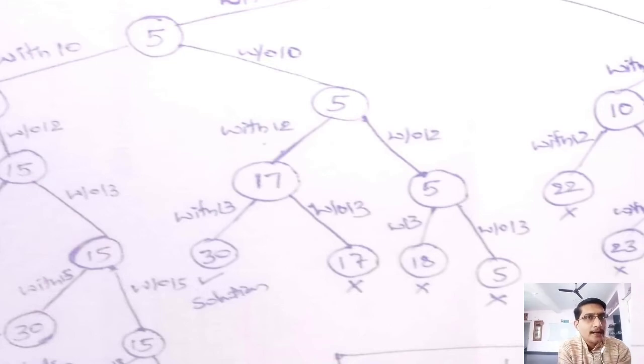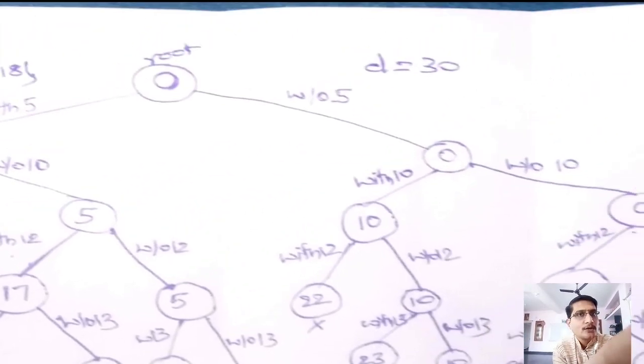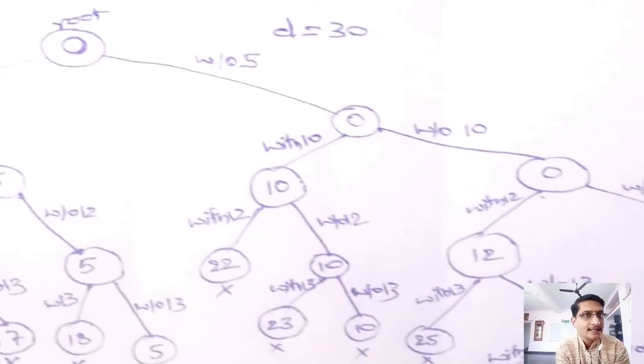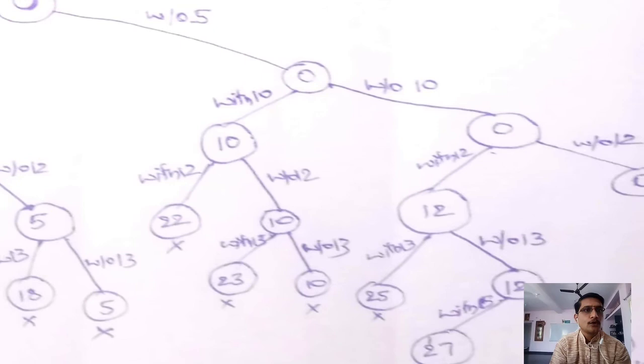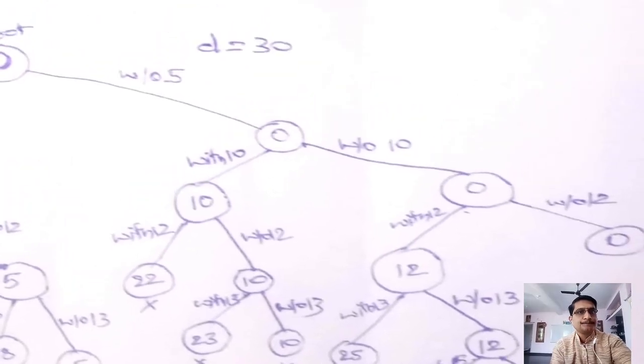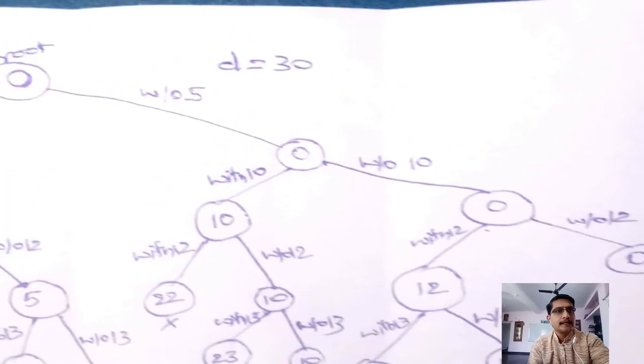We need to backtrack to the node which represents without 10, that is 5. Here now we will go for without 12, so it is 5. Even if we add 13, that will be 18, and 18 plus 18 will be more. So these will become non-promising nodes. We need to go for without 5. Is there any other possibility of getting the solution? We need to find all the solutions. So we will go for this. Without 5 it is 0.